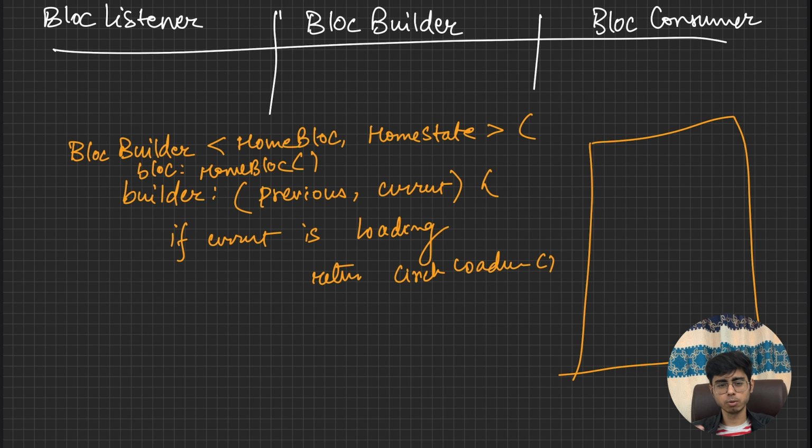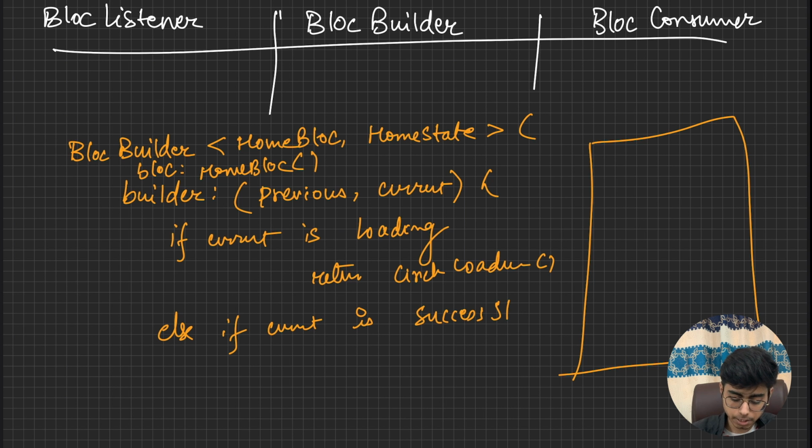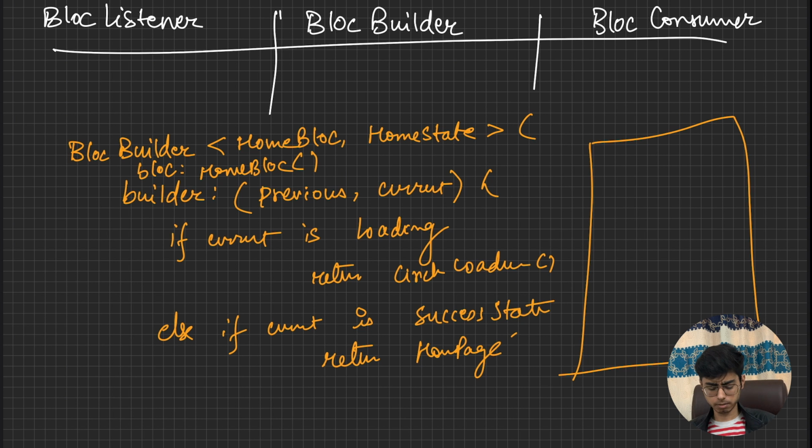We call it circle loading progress indicator, right? So circle loader. Else if my current is success state, that means my database has already sent me the data, right? So this will be my success state. If my current state is success state, then you can return home page. Basically this home page will be a container with story bar, post list view, bottom bar, anything. So I'm considering it as home page.